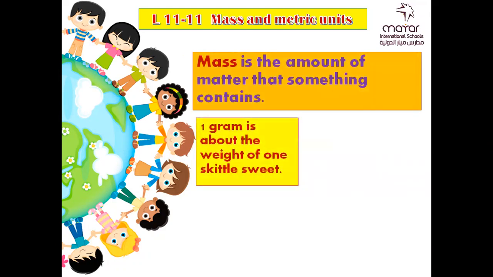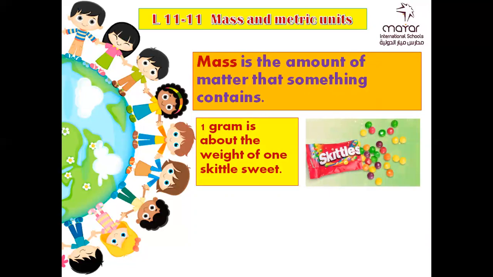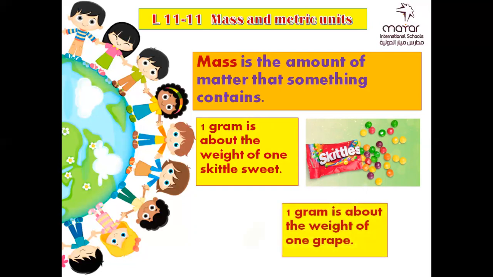So 1 gram is about the weight of a Skittle sweet. Who loves Skittles? It's delicious. Imagine that 1 gram is very light. It's about the weight of one Skittle sweet, and of course, about the weight of one M&M sweet with chocolate. And also, it's about the weight of one grape, just one.